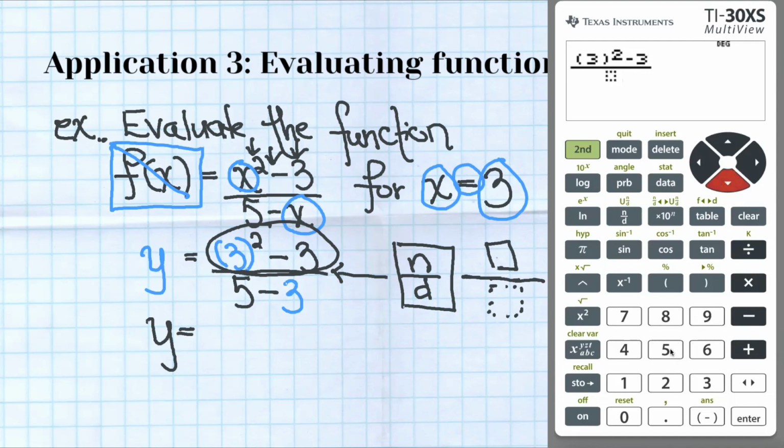Well, arrow down so you can get to the bottom of that fraction. And then there you'll be able to type 5 minus 3. And then you can press enter, and you'll see the final answer is just 3.